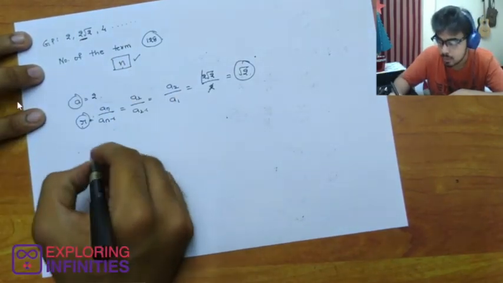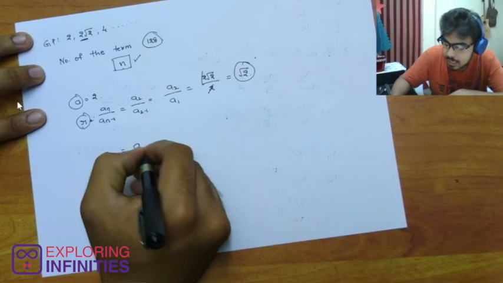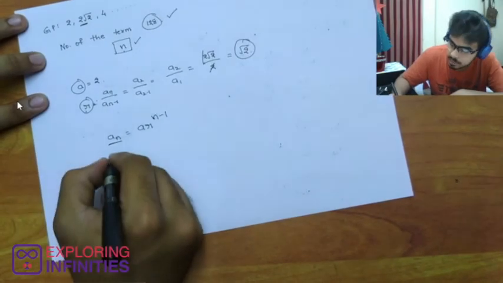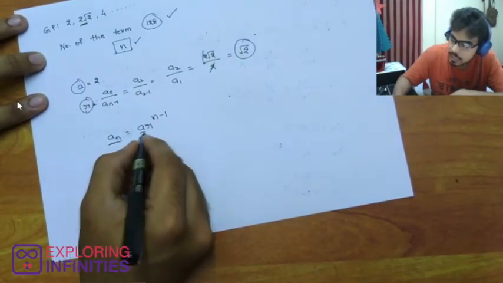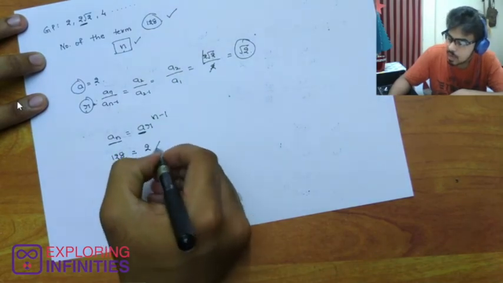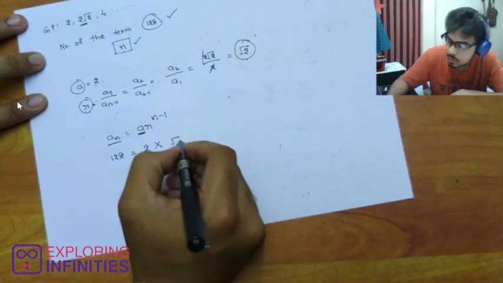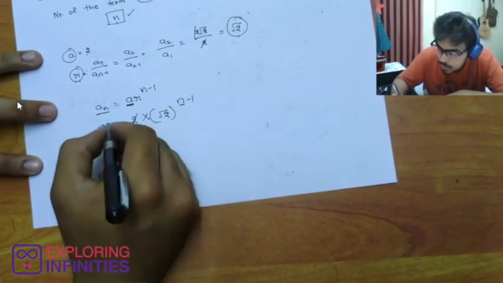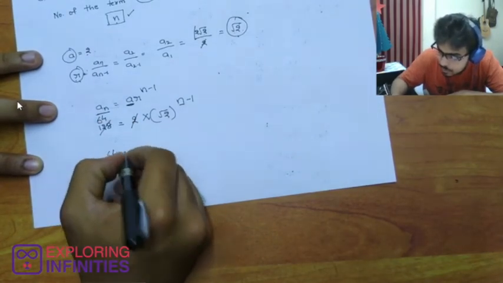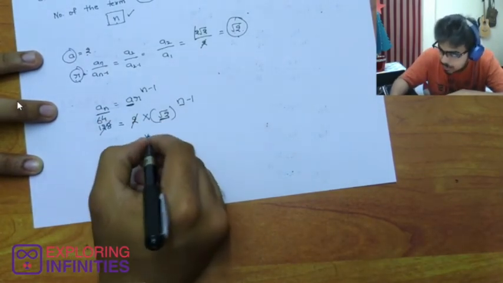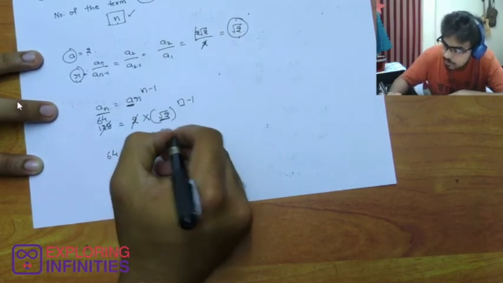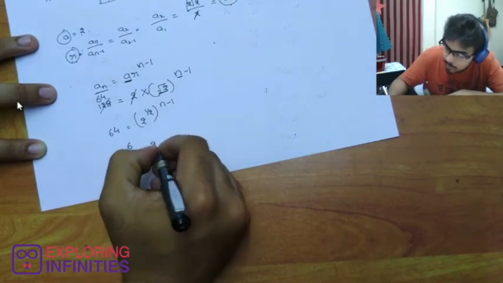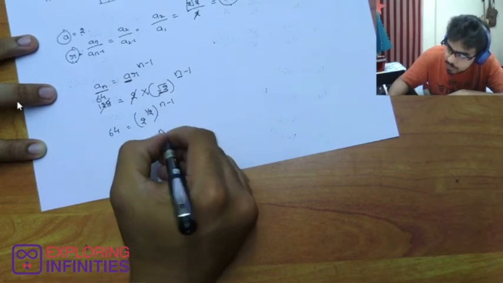Very possible because we have the formula a_n is equal to a r power n minus 1 and here a_n is given as 128. Substitute 128 is equal to a, we know is 2, into r we found is root 2, whole power n minus 1. We need to find n. 2 64s are making things simple. 64 is equal to root 2, which can be written as 2 power 1 by 2, whole power n minus 1. So 64 can be written as 2 power 6, which is equal to 2 power, I'm multiplying, n minus 1 by 2.